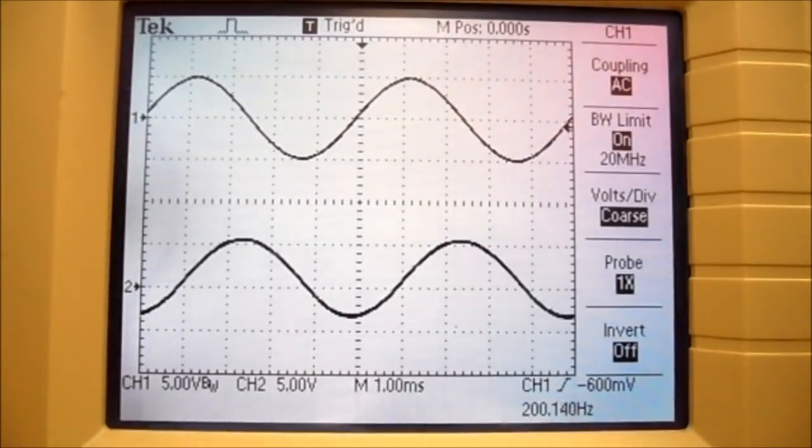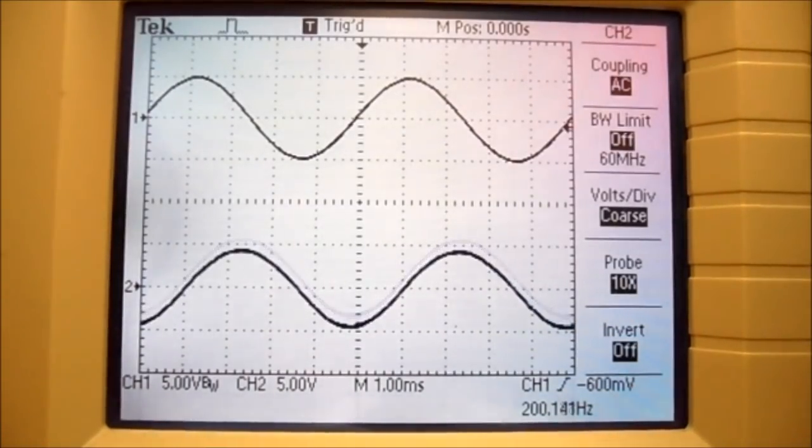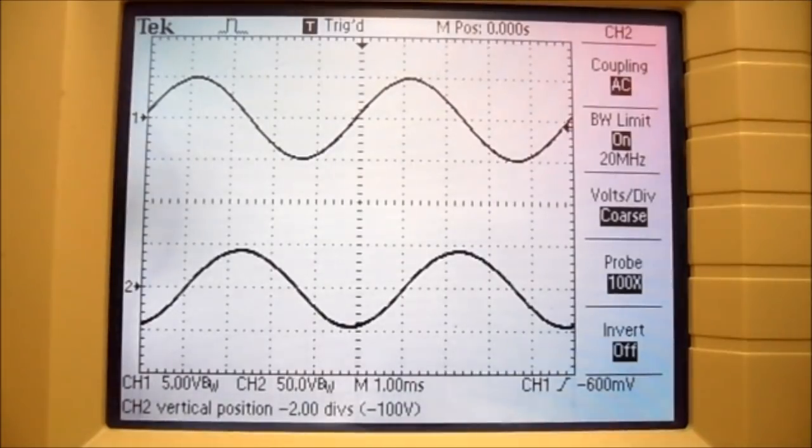I'm going to go to the channel 2 menu. I need my coupling to be on AC. I need my bandwidth limit to be on. Volts per division is coarse. My probe needs to be on times 1. And the invert is off.